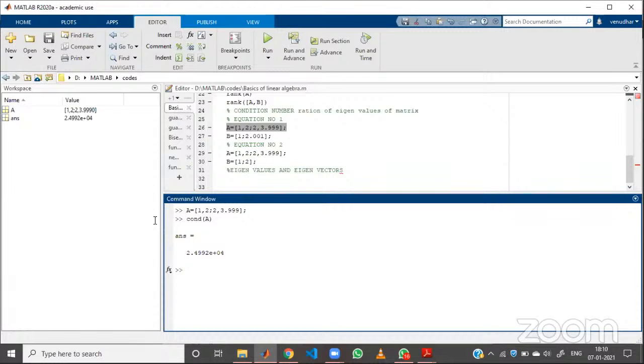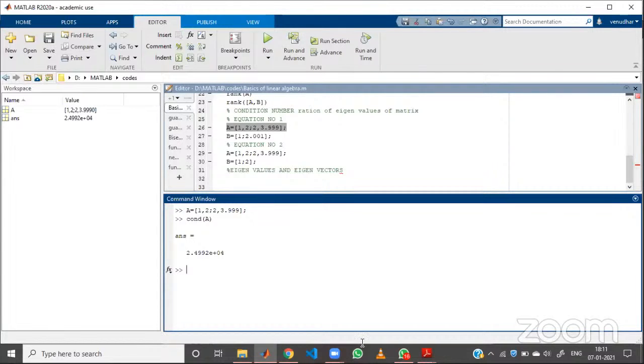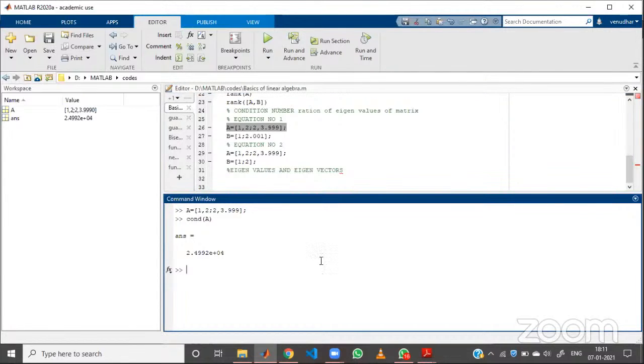So the answer is 2.499 into 10 raised to power plus 4. This is a very high number. So this matrix is known as a poorly conditioned matrix. This should be minimum so that the matrix is well conditioned.